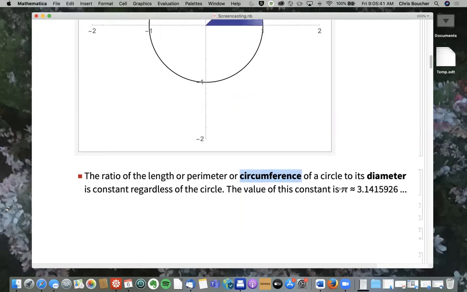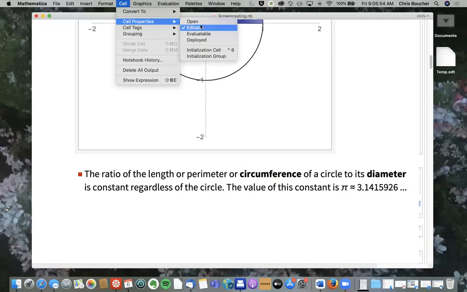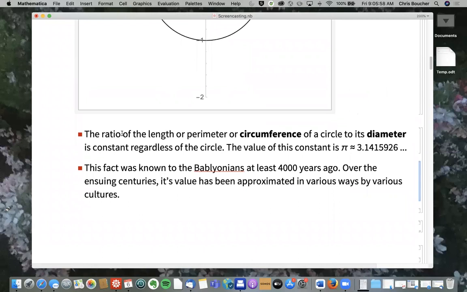Again, I think you're probably familiar with those terms. If you take the circumference and divide by the diameter, it's always the same value. That's what the number pi is. And again, I'm sure you've seen the number pi before. It's one of the most famous numbers in mathematics. This fact that circles have a constant ratio of circumference to diameter has been known for thousands of years.